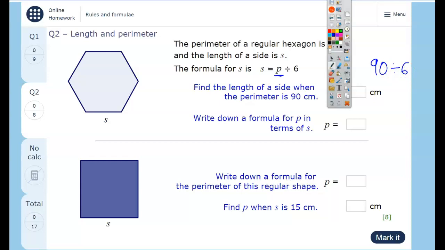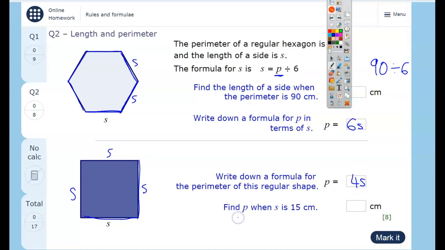Write down a formula for P in terms of S. Write down a formula for the perimeter around the outside in terms of S. Well, the perimeter is going to be all of this added up. Side plus side plus side. There's going to be 6 of them, so it's going to be 6s. And lastly, write down a formula for the perimeter of this regular shape. That means all the sides are the same. So again, it's going to be side plus side plus side, 4s.